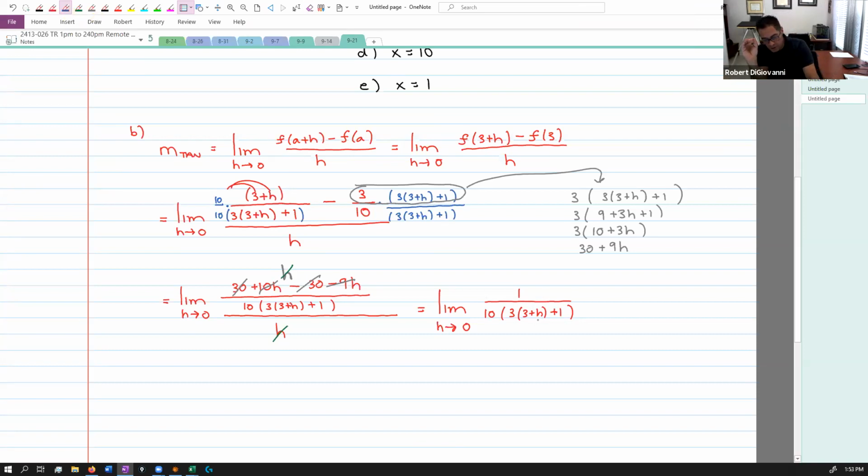So if this h here goes to 0, then this becomes 3 times 3, which is 9, right? Plus 1, which is 10. And then times 10, which is 100. So we get 1 over 100. That's the slope of the tangent line at x equals 3.